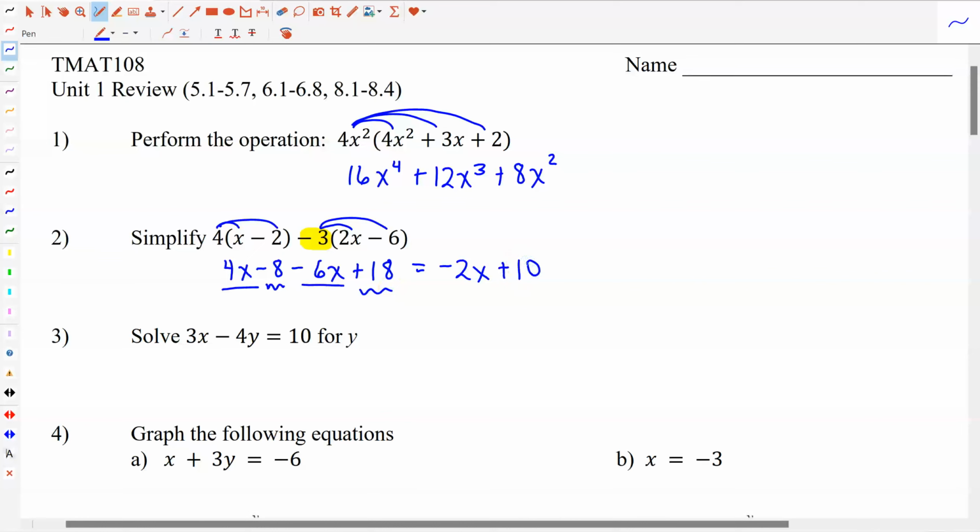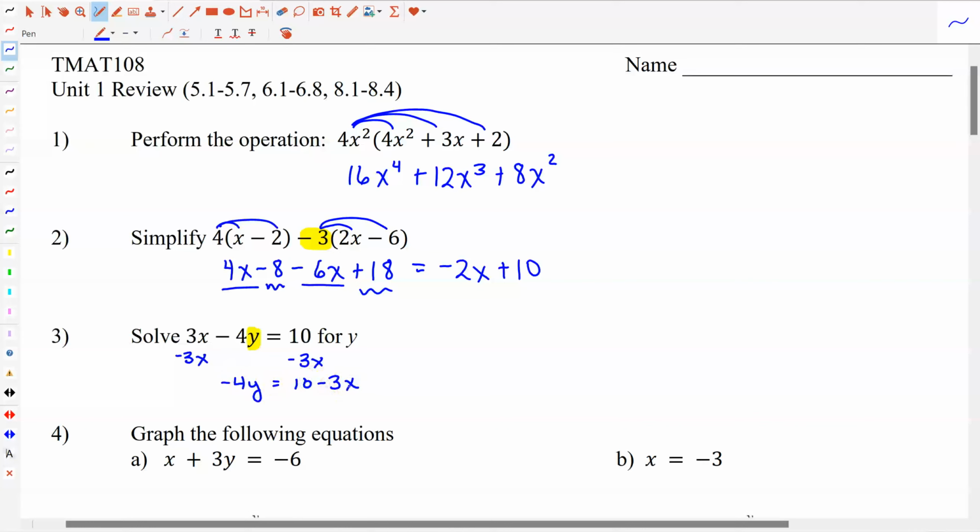For question number 3, I'm given 3x minus 4y equals 10, solving for the variable y. So if I want to solve this for the variable y, that means everything else on that side I want to move to the other side. So the first thing I'm going to move to the other side is the 3x term, and I'll move it by subtracting it. So then I'll get negative 4y is equal to 10 minus 3x.